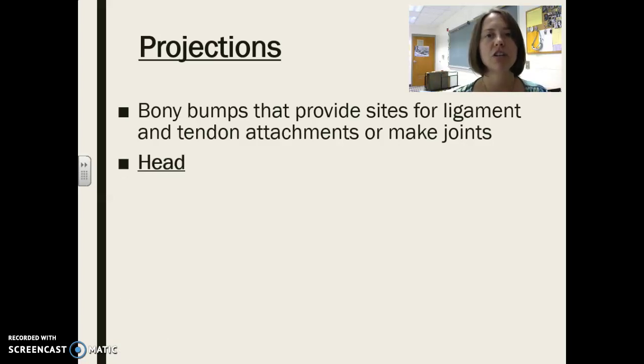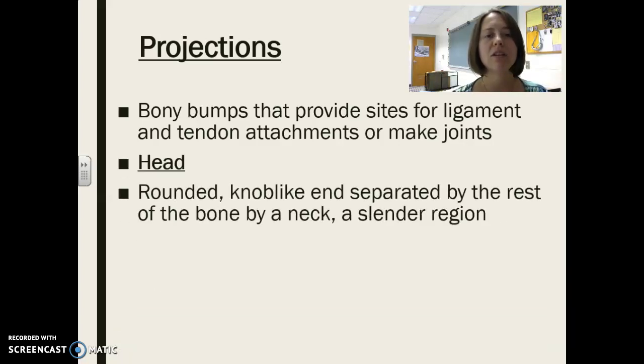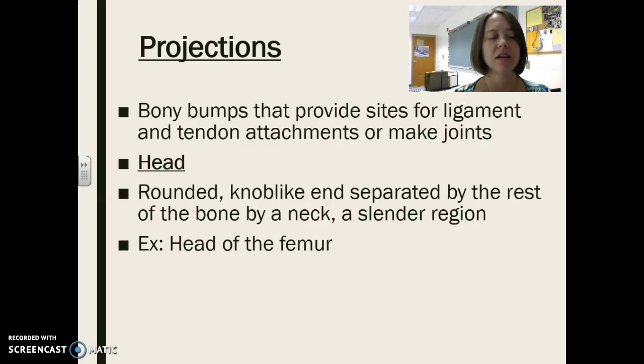One type of projection is a head. It is a rounded knob-like end separated from the rest of the bone by a neck or slender region. An example is the head of the femur. So looking again here, you can see that you have a rounded knob-like end separated from the rest of the bone by a neck, which is a slender region.